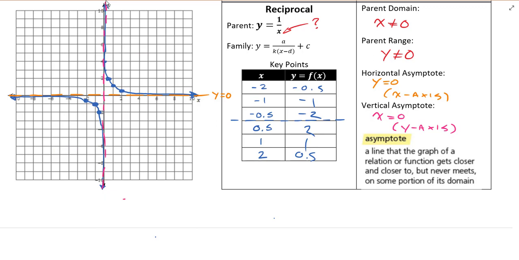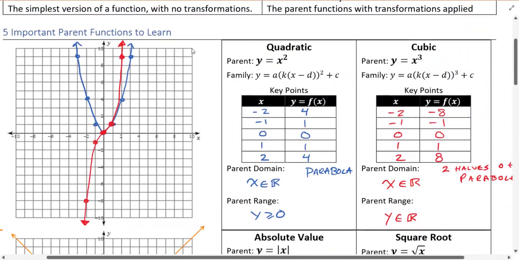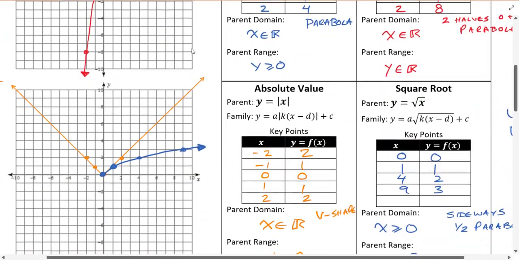So there's 5 key functions that you really want to get to know very well. So make sure you study those and you know those points and how to draw those.